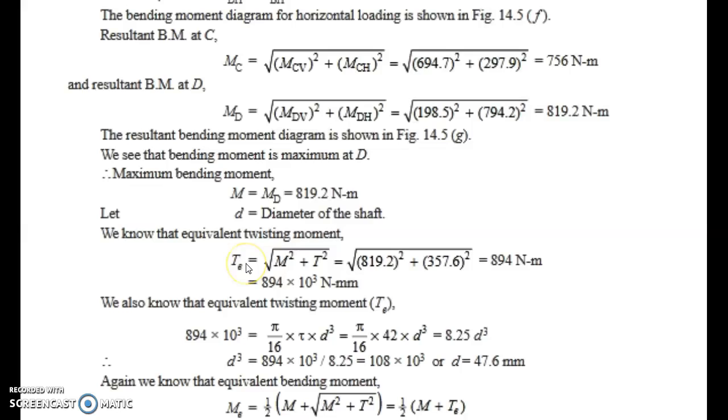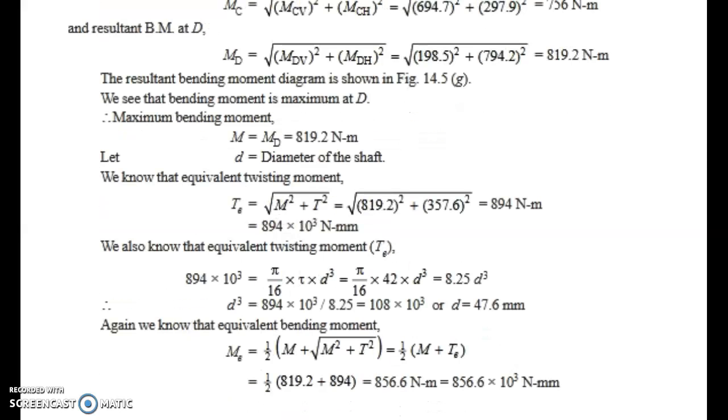We know that the equivalent twisting moment Te is equal to root of M square plus T square. We substitute the value of M, the bending moment we calculated here, and the torque we already calculated in the previous section. If we substitute these values, we will get Te is equal to 894 into 10 raised to 3 Newton millimeter. For the equivalent twisting moment, if we substitute this Te in the previous equation, T is equal to 5 by 16 tau D cube. If we substitute the value of tau here, we will get diameter D is equal to 47.6 millimeter.